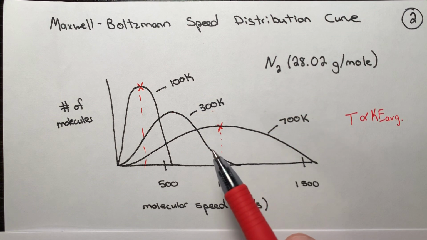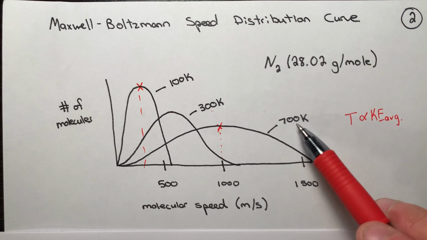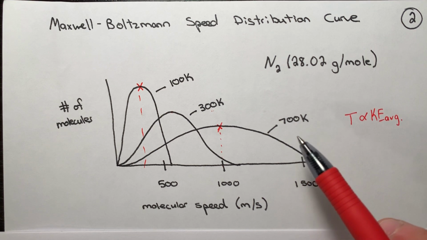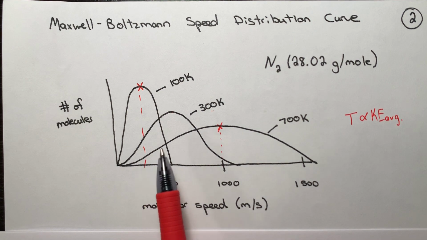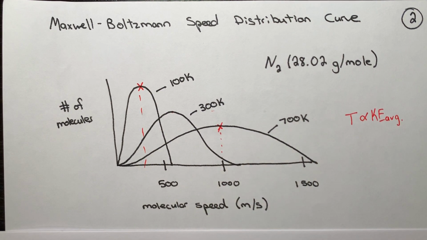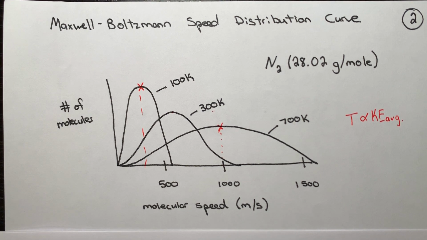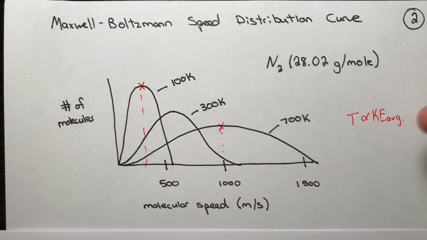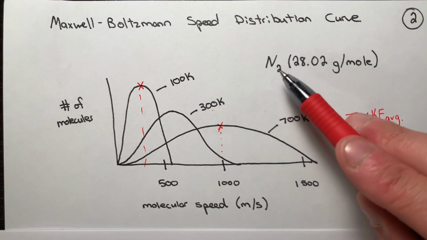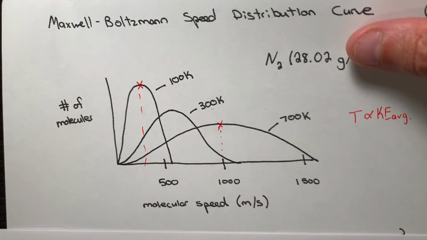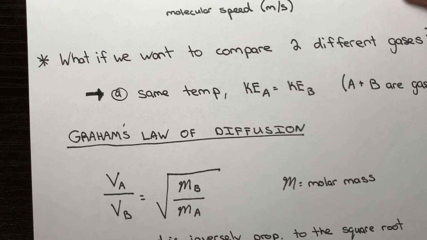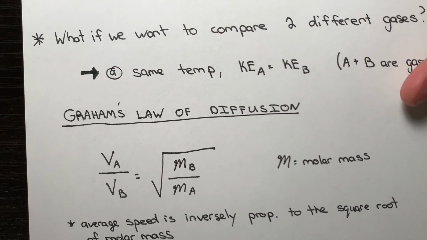But as the average kinetic energy increases, say up to 700, now all of a sudden there's a larger number of gas molecules that have the ability to exist at these larger molecular speeds, and so we see this extremity broaden out a little bit. This becomes a little bit flatter in nature, this curve. These Maxwell-Boltzmann distribution curves are nice if we want to evaluate, say, a single gas at multiple temperatures. But the question becomes, what if we want to start comparing two different gases?